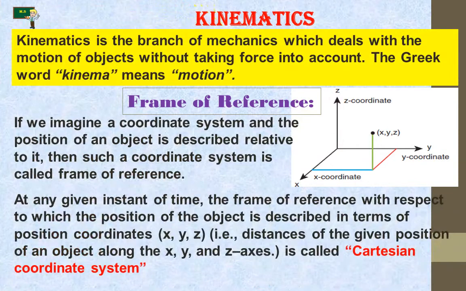At any instant of time, the frame of reference with respect to which the position of the object is described is in terms of position coordinates. That means the position coordinates are x, y and z. That is the distance of the given position of an object along the x, y and z axis.